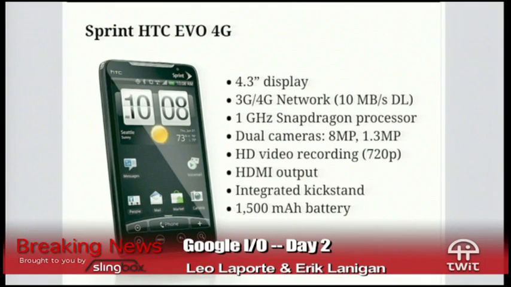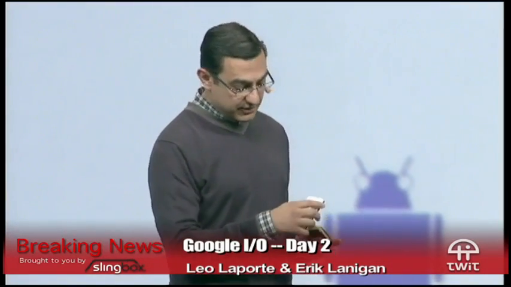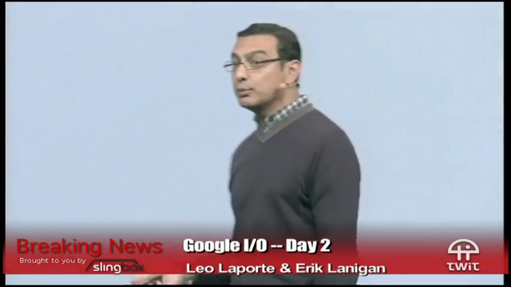Boy, some Sprint love here. 10 megabits per second. Imagine what you can watch on this device at 10 megabits per second, if you live in one of the 27 cities that have it. It has a great little stand, so you can just set it on the desk, or if you're on an airplane, just set it right there and watch your content. It's got a great battery, HDMI output, and an 8 megapixel camera that will do 720p HD.